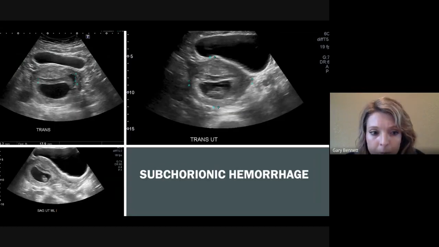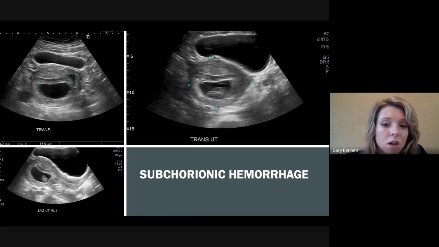So subchorionic hemorrhages. These are extremely common in early gestation. I see them probably 90% of my ER patients. Granted, most of my ER patients are coming in for vaginal bleeding with pregnancy, and a good portion of that time it is because of these subchorionic hemorrhages. So the hemorrhages just form during development, and then sometimes they will bleed out a little bit.